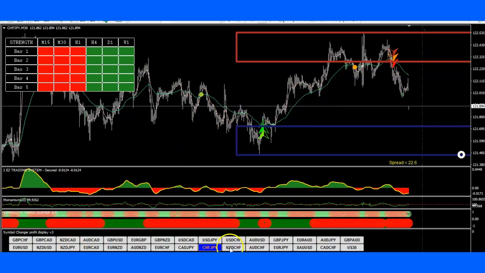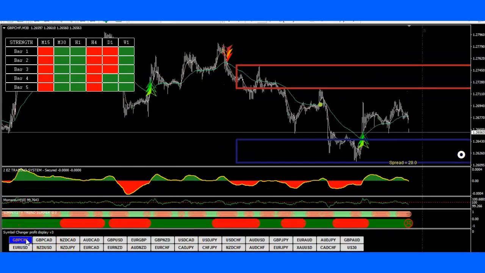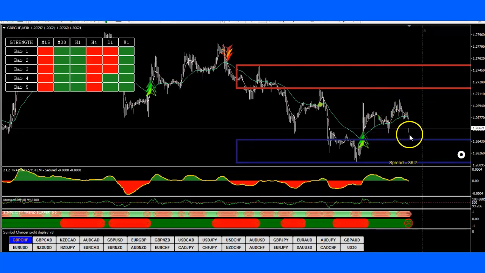So let's check it out. Let's start right here, GBP CHF. I'm going to skip it. If it doesn't look good for me, I'm just going to skip them. That could be a good continuation trade to the top, but I'm not going to take it. I'm looking for brand new triple arrows, or barely starting triple arrows.